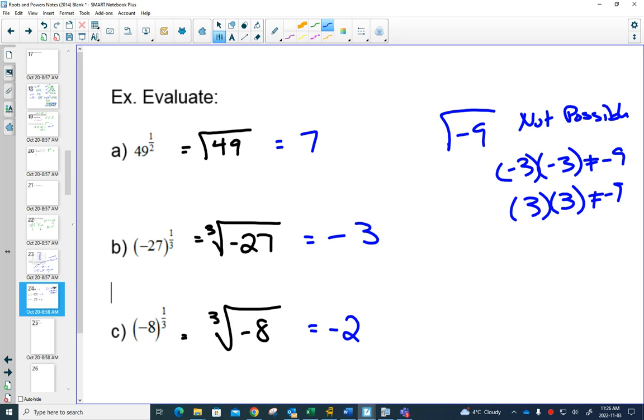Will you have to remember it, or does it make sense? Can you see that if I did a negative times a negative times a negative, that equals negative, so cube roots are possible. So then fourth roots won't work. Fifth roots will. Sixth roots won't. Seventh yes, eighth no, ninth yes, tenth no.